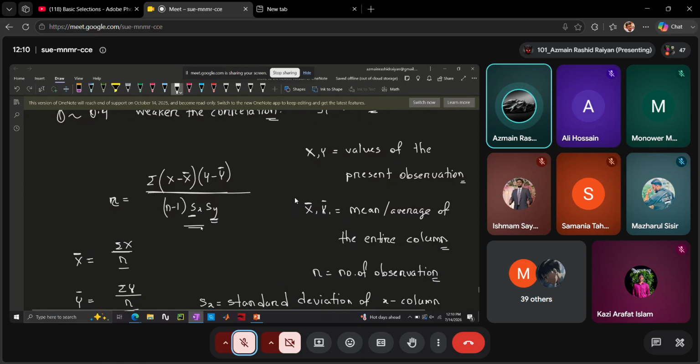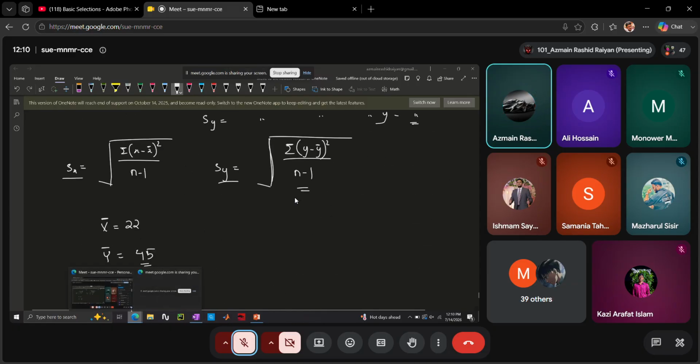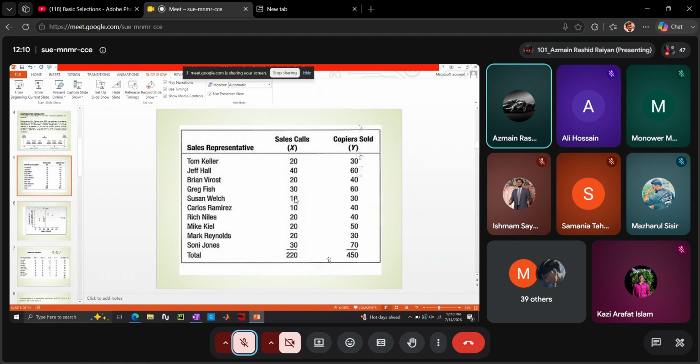Now, what I have to do is find out the standard deviations as well. So just look into this data and using your X bar and Y bar values, tell me the value of the standard deviation. You can use a calculator if you want.